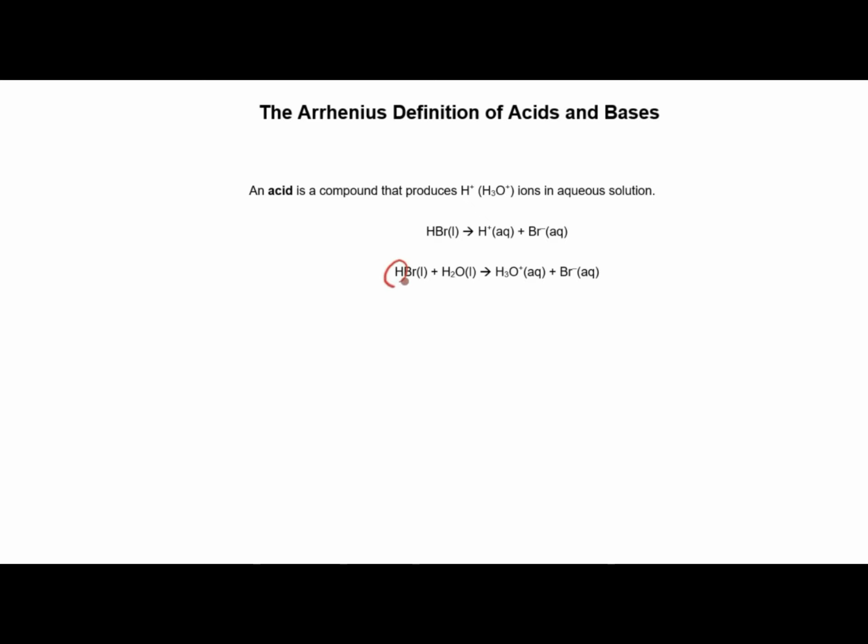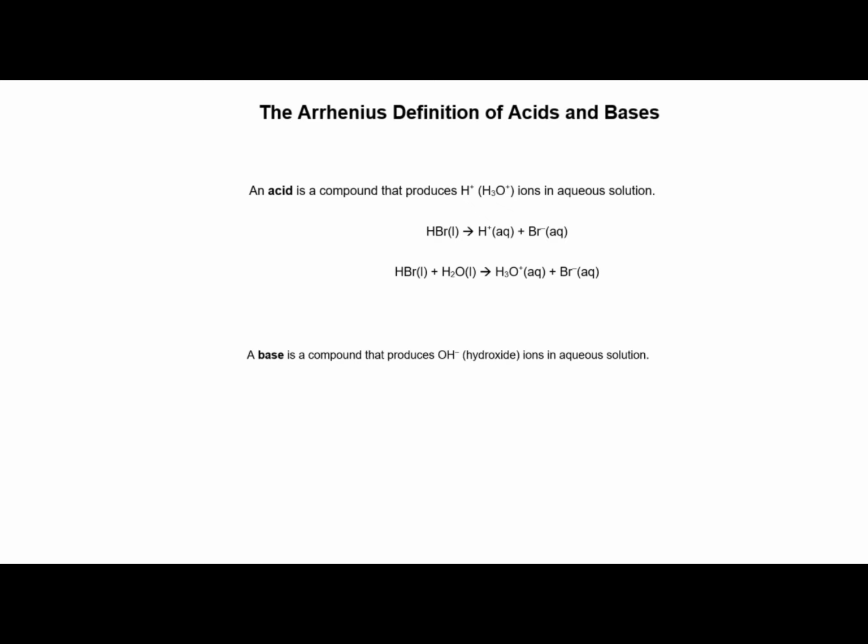So the hydrogen from the hydrobromic acid actually associates itself with the water, and we form the hydronium ion, but we still get the bromide ion as well. You will see these two ions used interchangeably, and that is fine.